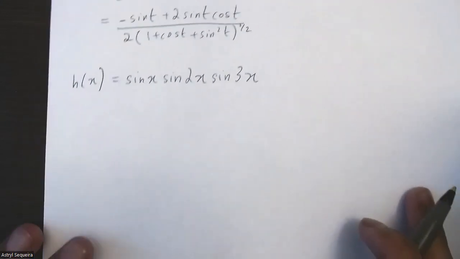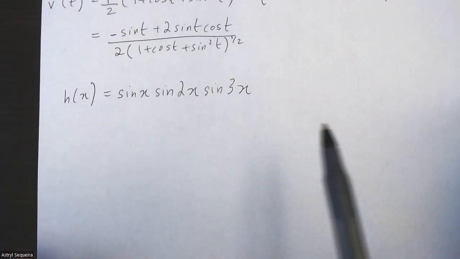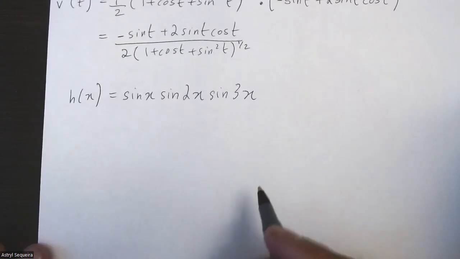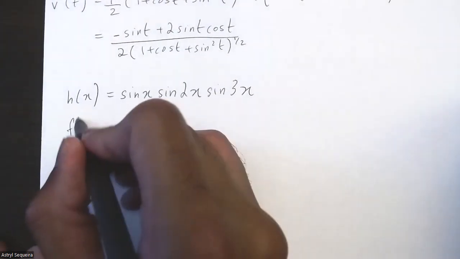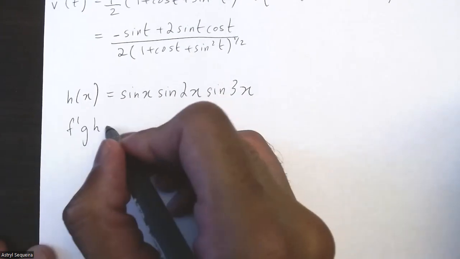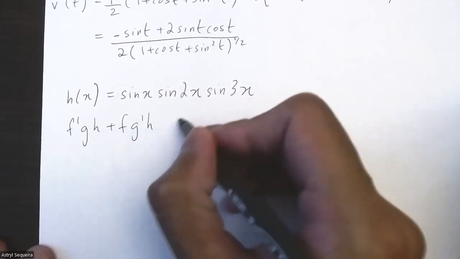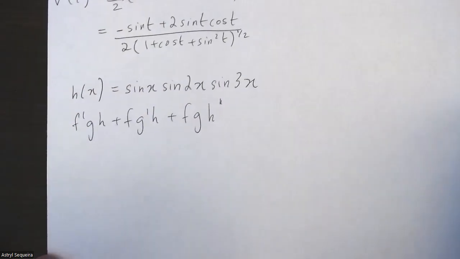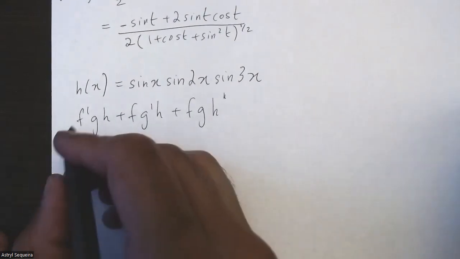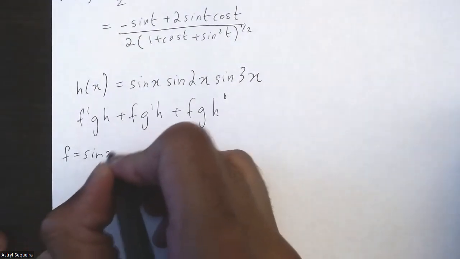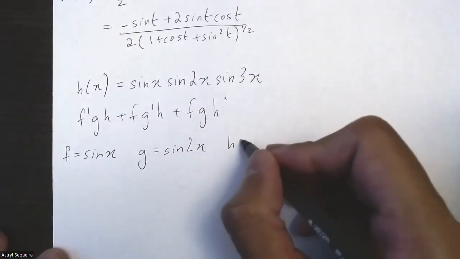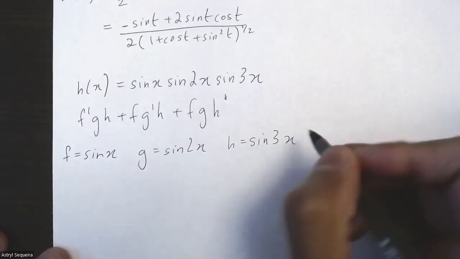The third question here, we have 1, 2, 3 functions multiplying by each other. So we're going to use product rule, but we're going to use product rule for 3 functions. So product rule for 3 functions is f prime g h plus f g prime h plus f g h prime. Okay, and f is just your first function. So f is just sine x. G is just sine 2x, the second function, and h is just sine 3x.